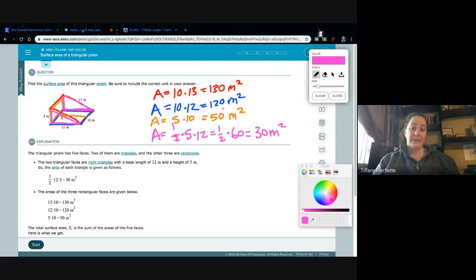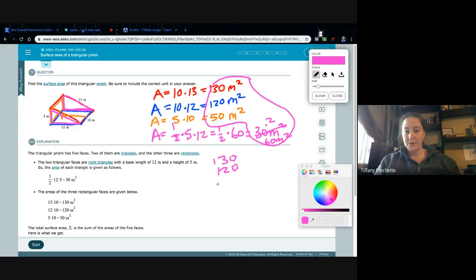And now we have to take all of these very colorful things here and add them together, because that's the total surface area. Oh, you know what? I'm lying to you. We need to multiply this by 2. The 30 is only the front side. I actually want to multiply by 2, so I end up with 60 meters squared, not 30, for the total front and back. Like the front side of the ramp and the back side of the ramp, if we're thinking that it's a ramp. So I have 130 plus 120 plus 50 plus 60.